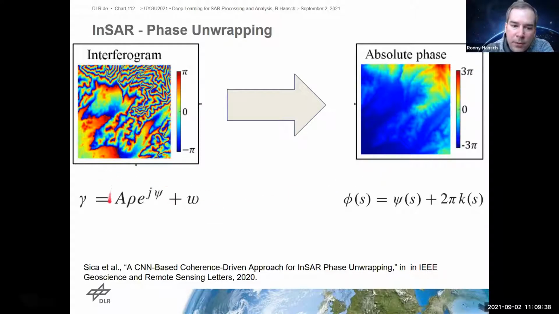So from my interferogram, where here A is again the amplitude, rho is the coherence, and C here is the wrapped phase. Omega is just a noise term. What I want now is phi, the absolute phase, right? And of course, this is just the wrapped phase plus some kind of multiple of 2 pi, right? So I could compute this very easily if I knew how often I need to add 2 pi to that, right? So now the task is to estimate this wrap count here.